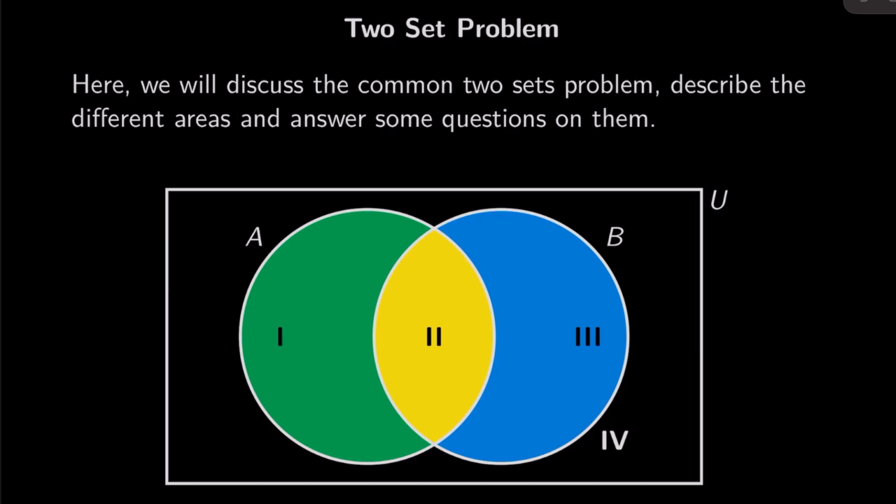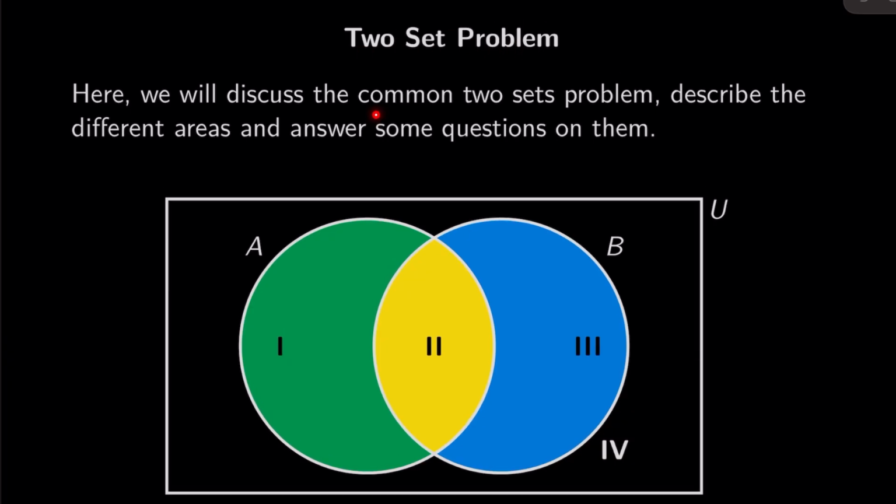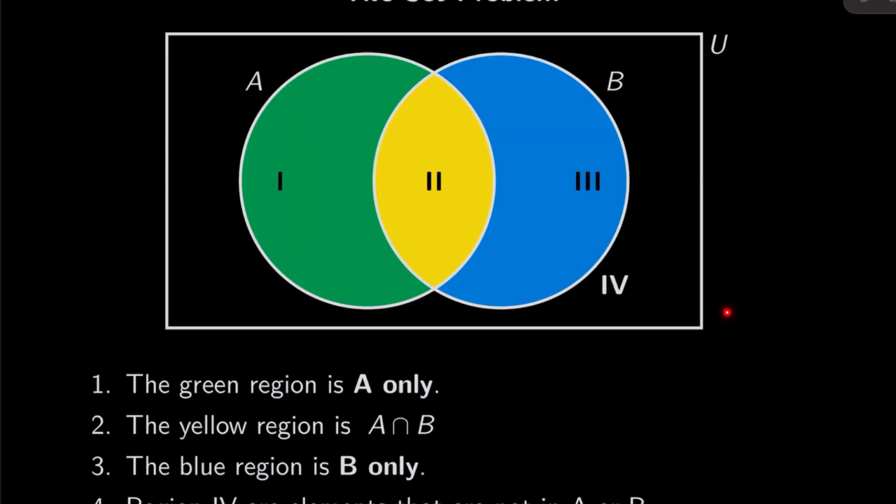In this video, we learn about two-set problems. Here, we are going to discuss the common set problem, describe the different areas, and answer some questions on them. In this Venn diagram, we have the sets A and B and the universal set U.